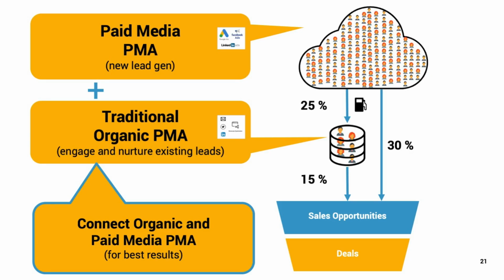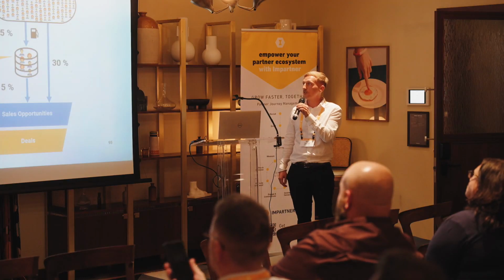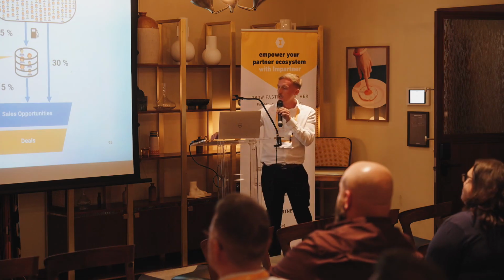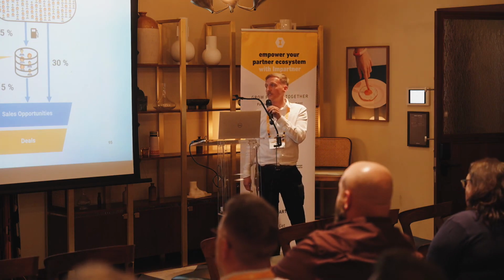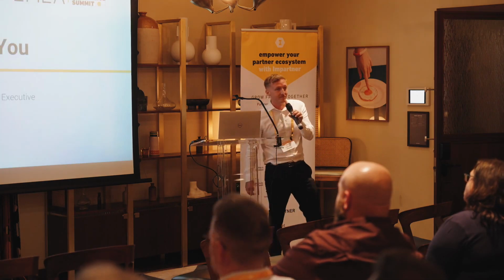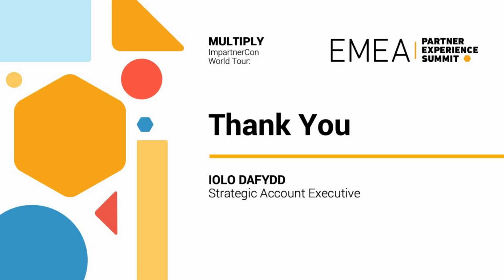If you were to just run Google Ads on their own without the traditional organic partner marketing automation, that usually results in 30% of them turning into sales opportunities over the course of 12 months. But by combining them both, that's how you get the best results. And that was it. Short and sweet.